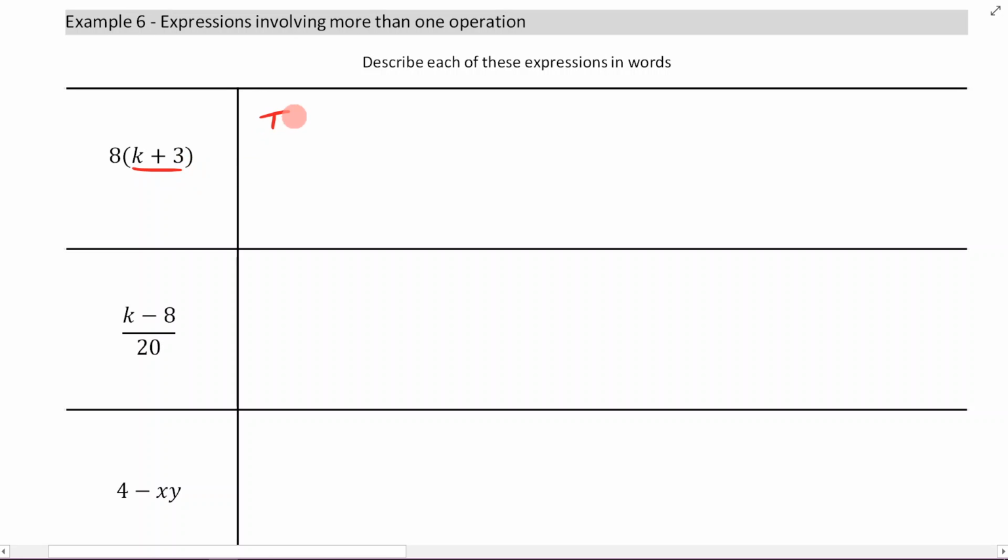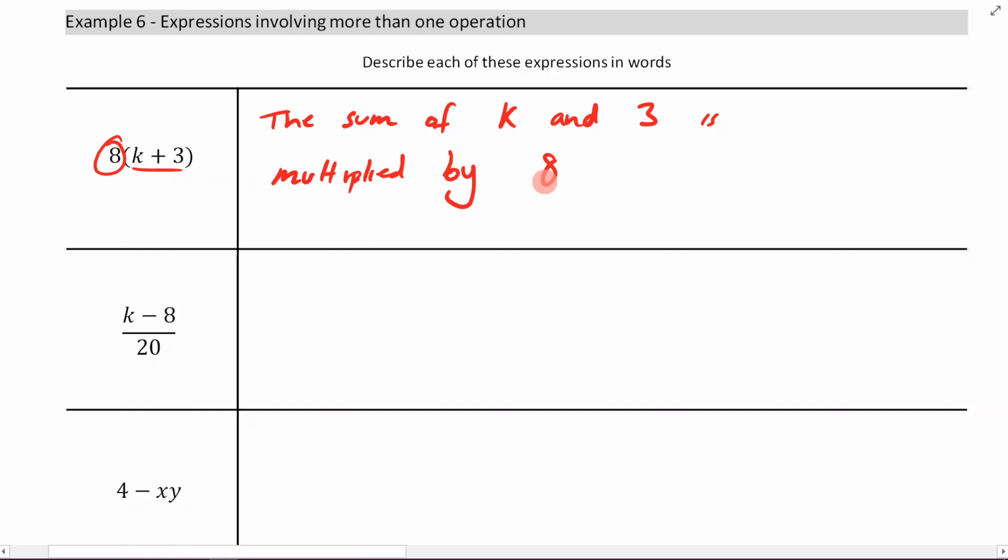So we're going to say the sum of k and 3. And then we're going to multiply it by 8. So we're going to say the sum of k and 3 is multiplied by 8. Okay, let's keep on going.